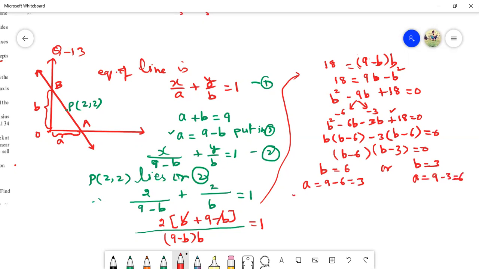Then the required equation in this case will be x upon a, x by 3 plus y by 6 is equal to 1. There will be two equations possible in this case. One is x upon 6 plus y upon 3 is equal to 1. So these are the two possible equations.